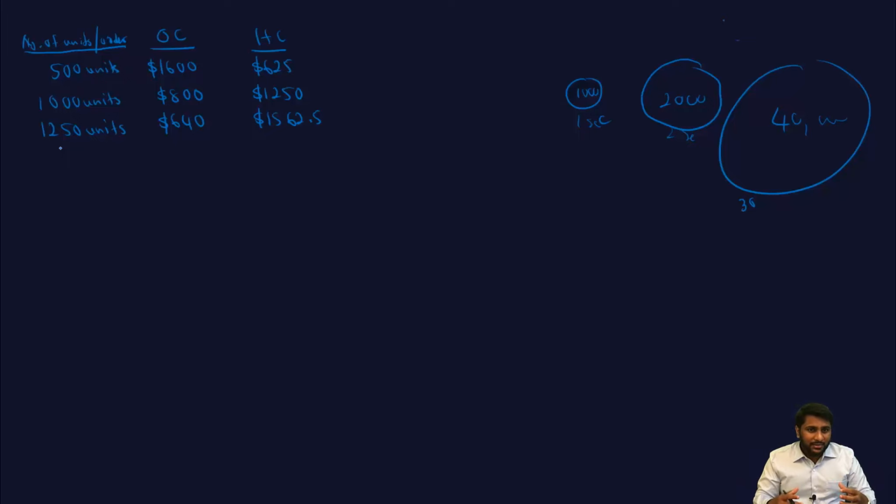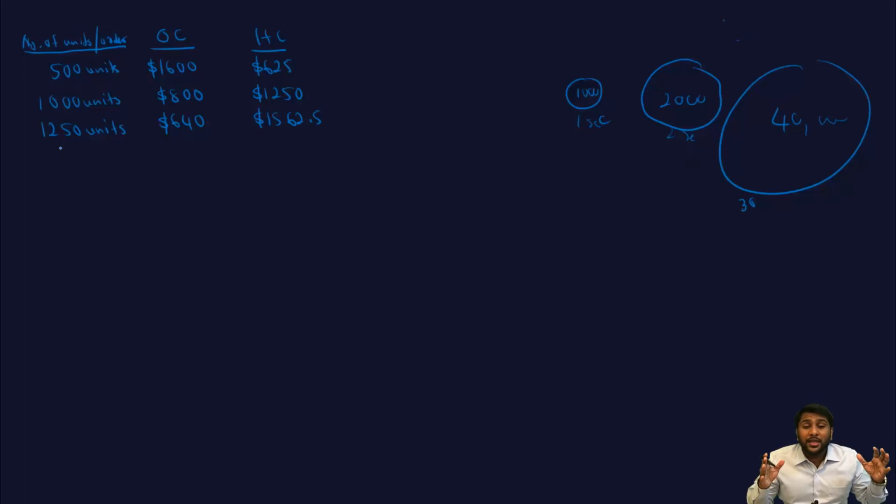So what you have to understand: when the number of units that you are ordering per order increases, your ordering cost will decrease because the number of times that you are ordering is decreasing, but your holding cost will increase. Why will your holding cost increase?